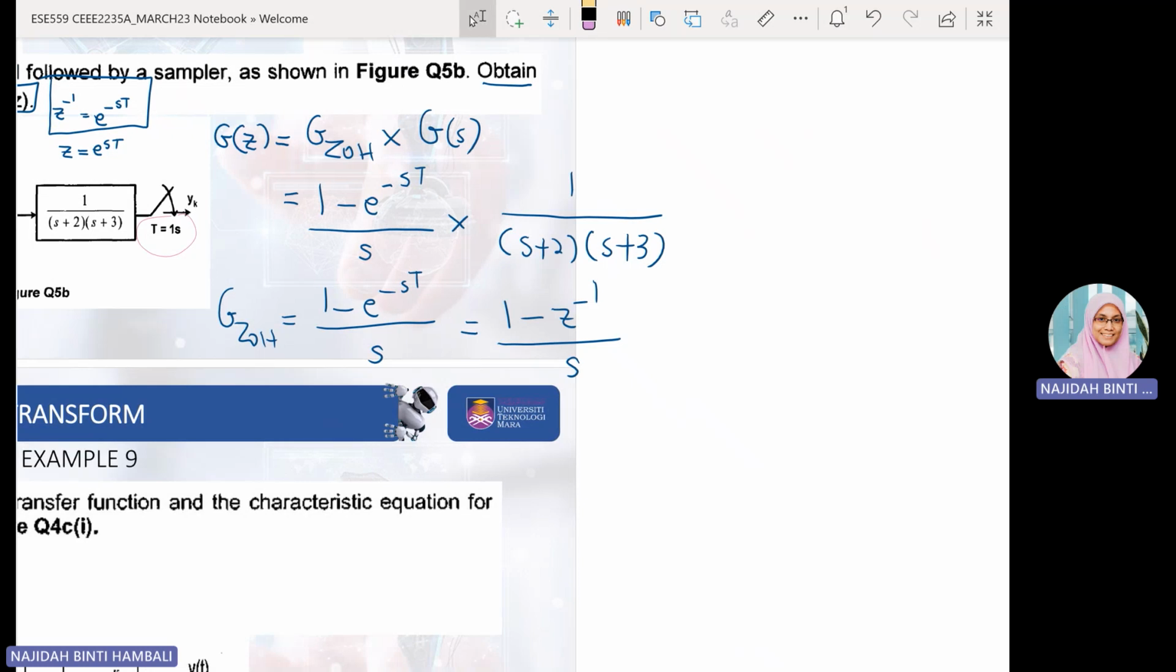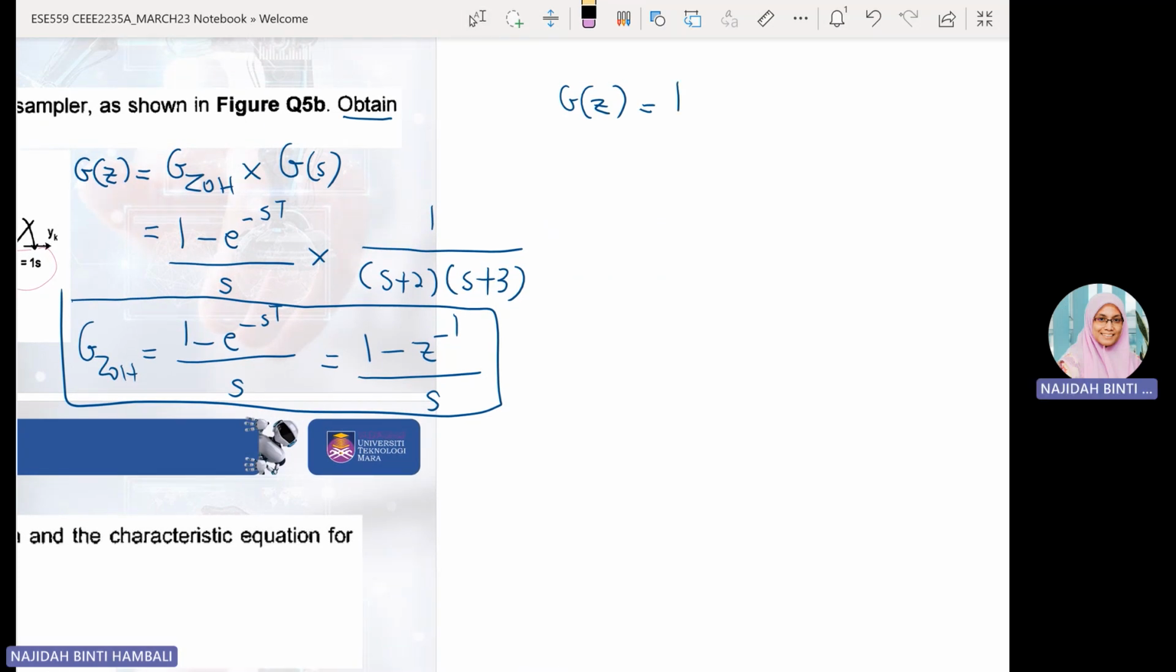So the way is, next step: you must remember the zero order hold is this. It equals this. Next step, you need to separate the Z domain function and the S domain function. So the numerator of the zero order hold becomes like this, right? And the denominator of the zero order hold you combine with G(s), because it is S domain. So this part you combine into one group, because the numerator of the zero order hold has become 1 minus z to the power of negative 1.